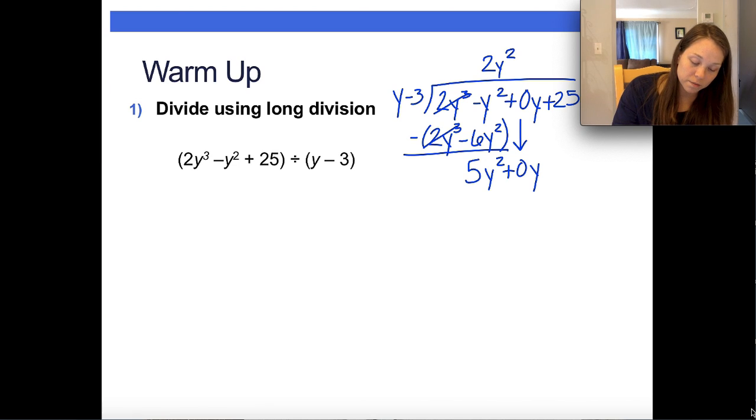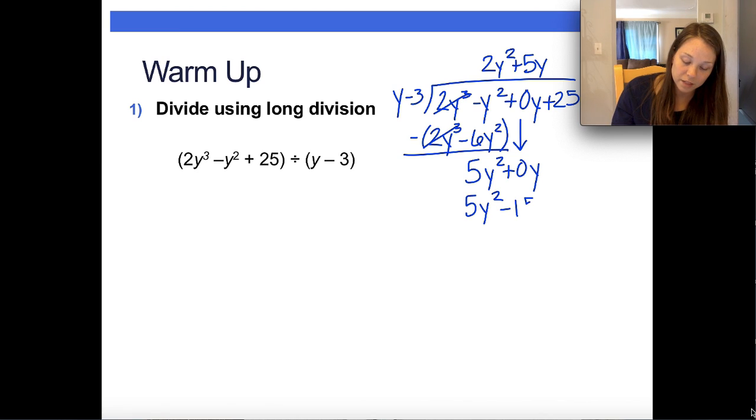Y times what is 5y squared? That's 5y. Multiplying 5y into the divisor, we get 5y squared minus 15y. 5y squared minus 5y squared cancels. The double negative with 0 minus negative 15y becomes positive 15y. And carrying down the 25.